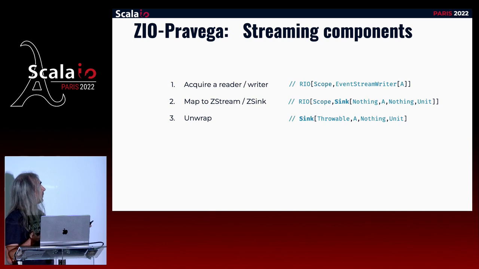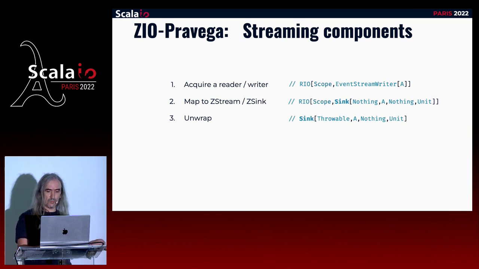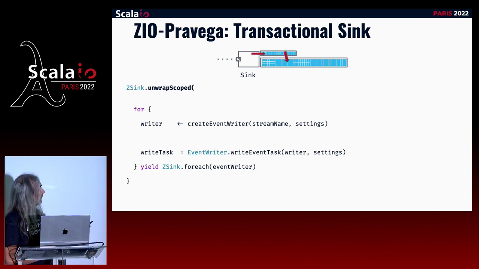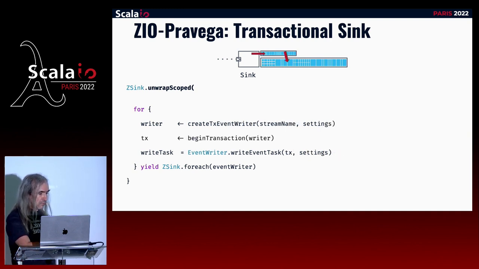How do I write a streaming component? I acquire a writer, or a reader, or a transactional writer, map to some ZIO streaming component, unwrap to retrieve the sink, and remove the scope to ensure that all the resources will be closed cleanly. In the same vein, there is a transactional sink. That means that we can write a sequence, and the whole sequence will be pushed in the stream or nothing. This is a non-transactional sink, and you see the difference just there.